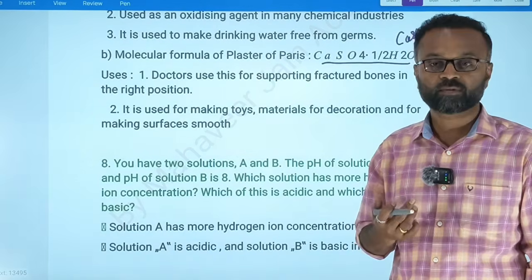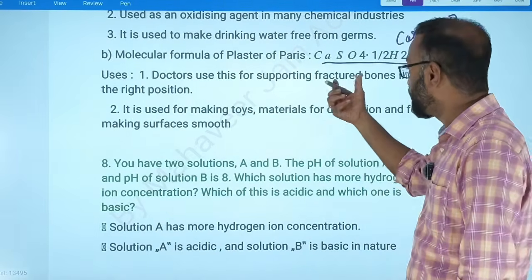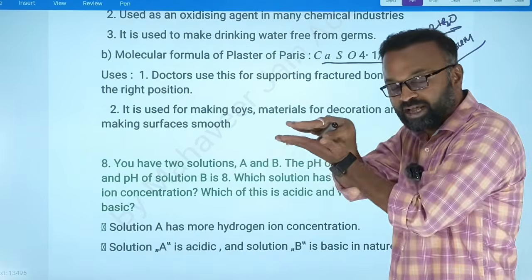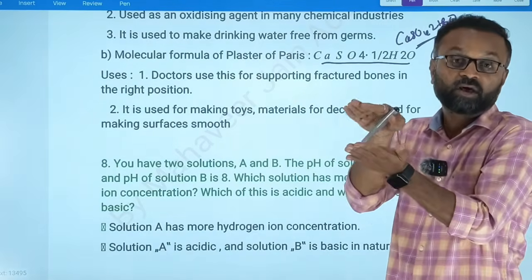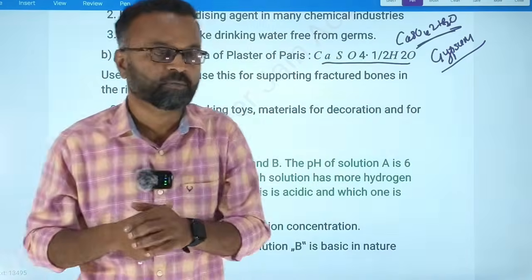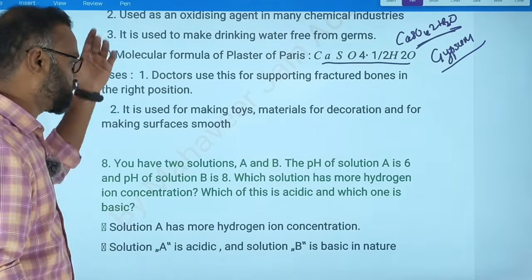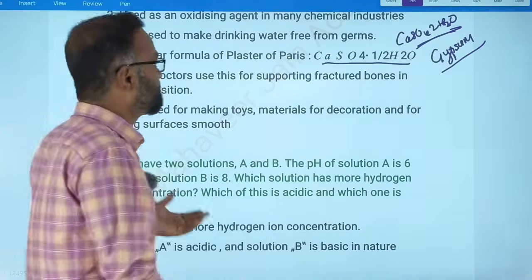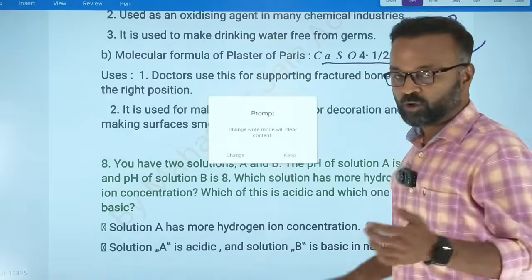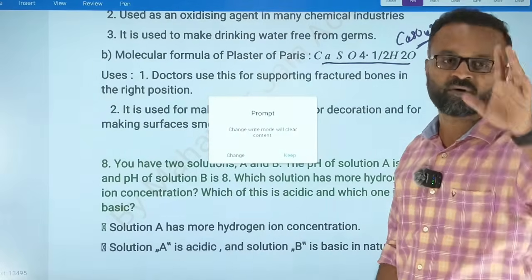What is a fractured bone? Doctors use plaster of Paris for supporting the fractured bones in the right position. Mention it properly. Then for decorative items, toys, materials, interior designs and all, they use plaster of Paris. Tomorrow or there, you will just have a look at that. Sometimes, out of these 4 or 5 salts, they will only give the uses and ask you to tell the name of the salt.